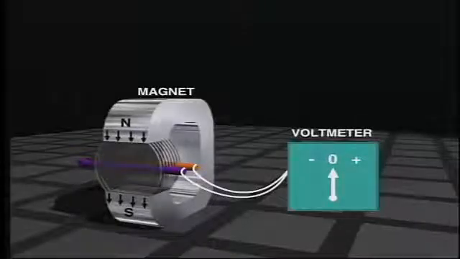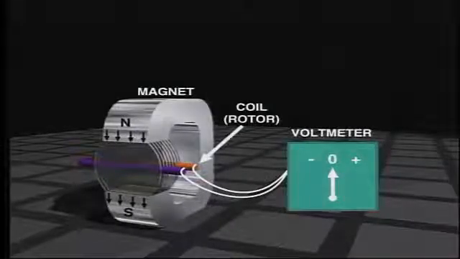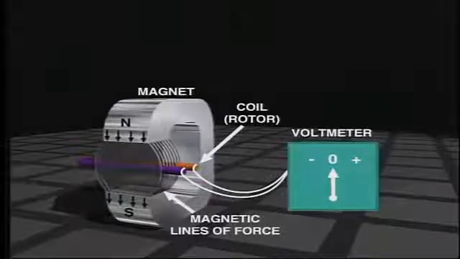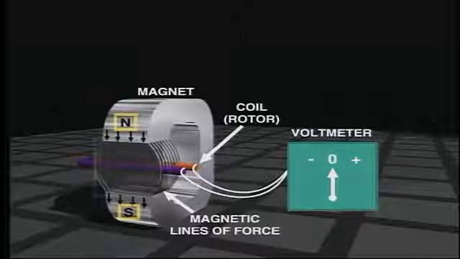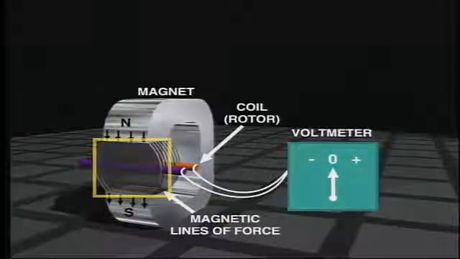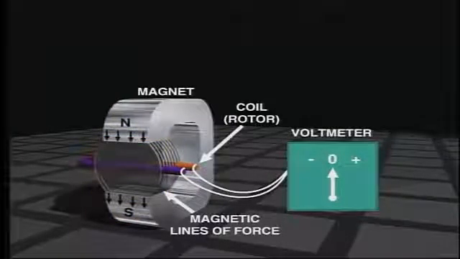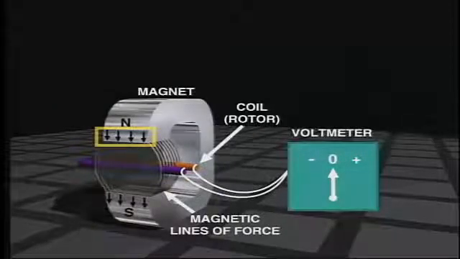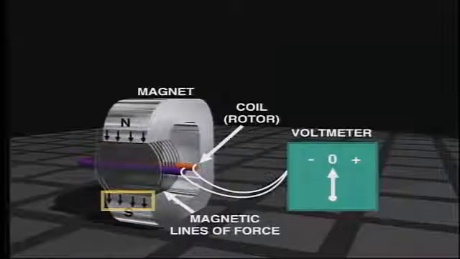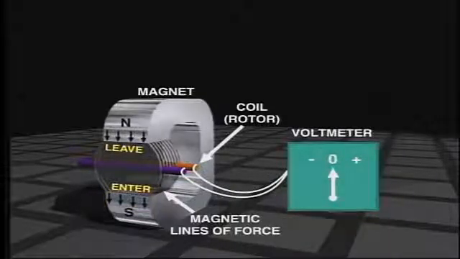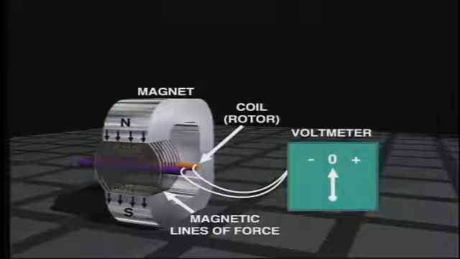This simple AC generator consists of a coil or rotor rotating in a magnetic field. The magnet has north and south poles, and its magnetic flux passes through the rotor. By convention, the lines of force or flux leave from the north pole, pass through the rotor, and then return to the south pole. So the lines of force at the south pole are set up in the opposite direction to those at the north pole.